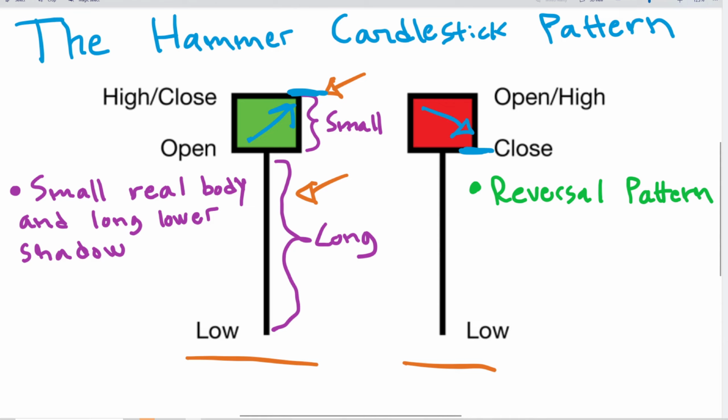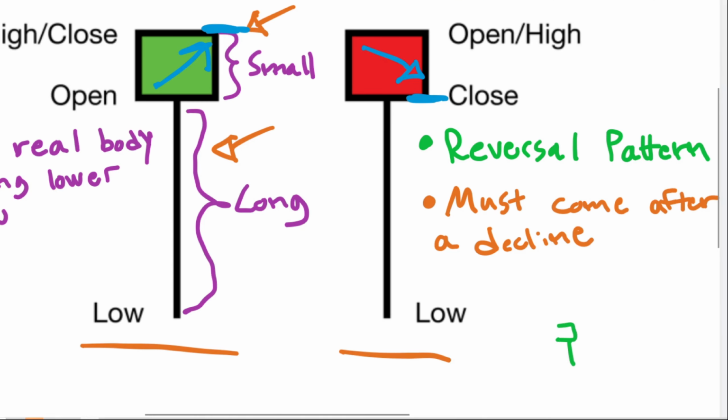But one very important thing when it comes to the hammer candle is that, in order for it to be valid, it needs to come after a price decline. So we can say here, it must come after a decline. Let's say we have a hammer right here. For it to be a valid hammer, prior to the hammer we must have had a price decline, and then hopefully the hammer will make the price reverse. If we have price action that goes sideways, and then we have a hammer, then it's not a valid hammer candle.